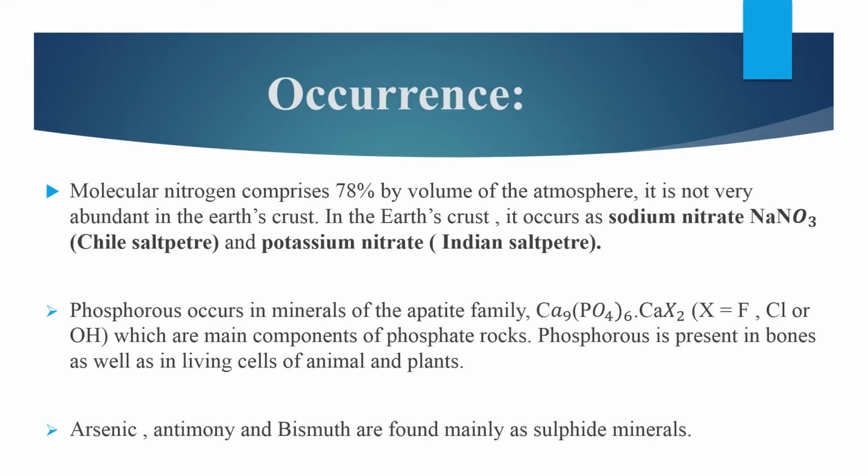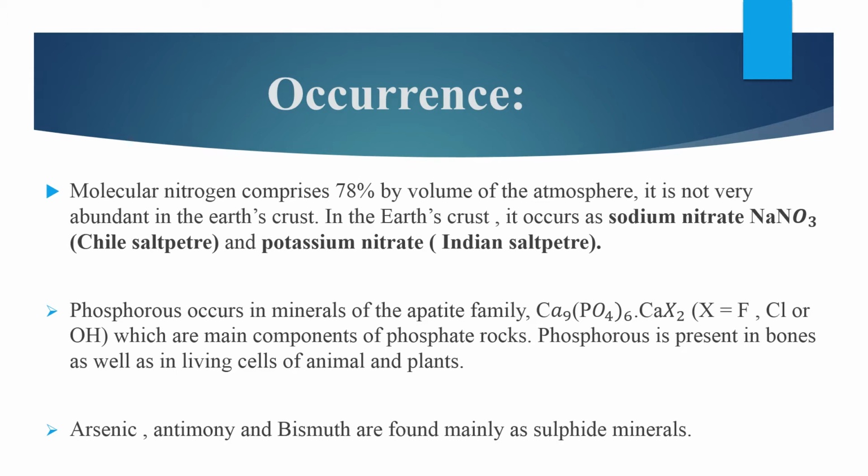As we know that nitrogen is present in air, so the maximum amount of nitrogen is in air rather than in the earth crust. And in the earth crust, nitrogen is basically present in the form of sodium nitrate, which is known as Chile saltpeter, and in the form of potassium nitrate, which is known as Indian saltpeter. Now come to the next.